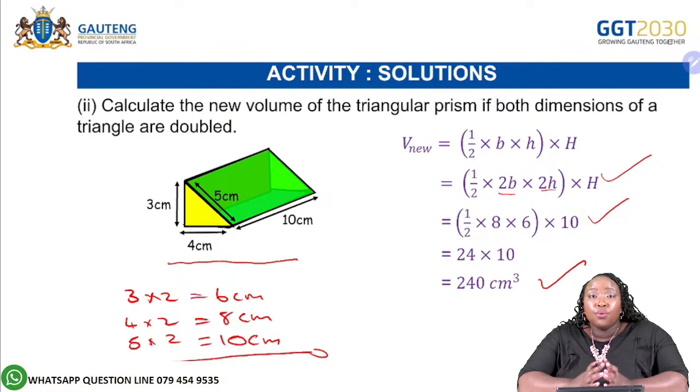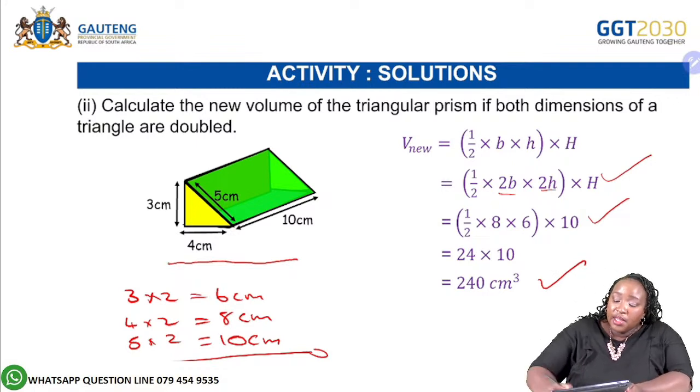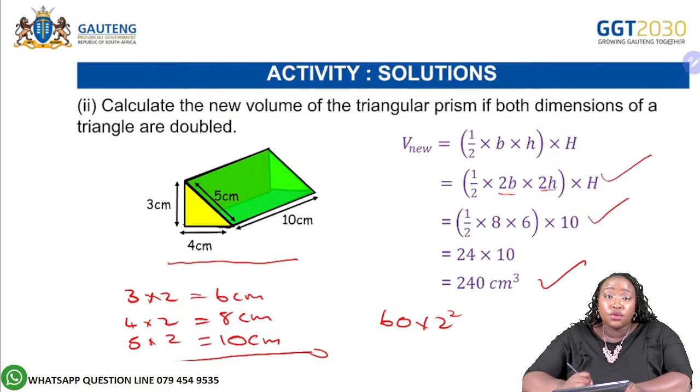So when we think about it, 60 times 4 would give us 240 centimeters cubed, right? So this is the same as having 60 times 2 squared. You see that? When you think about this 2, where have you seen this 2 before? It's here.